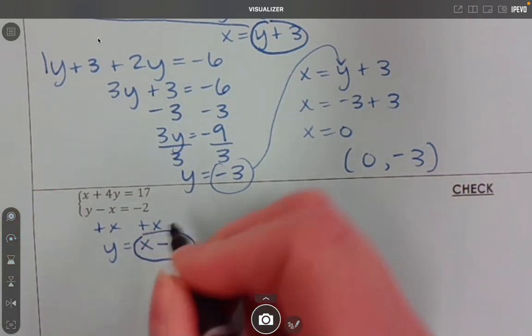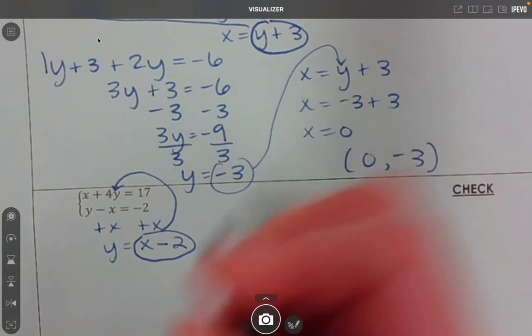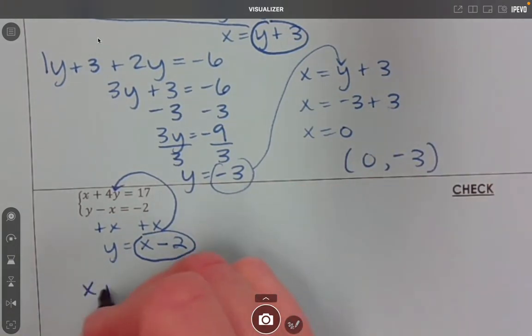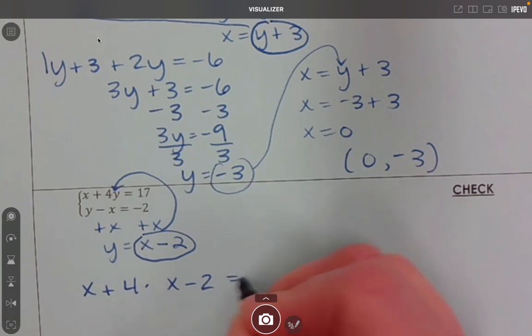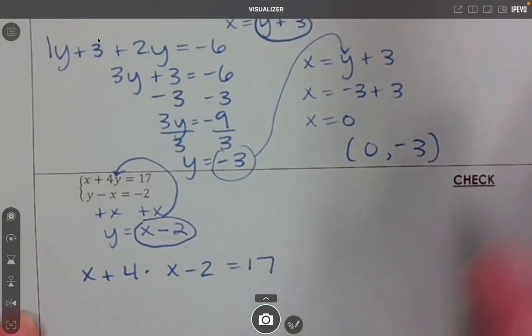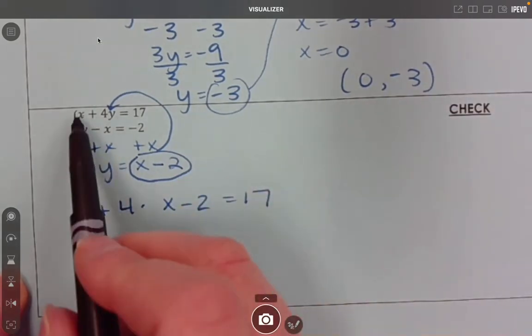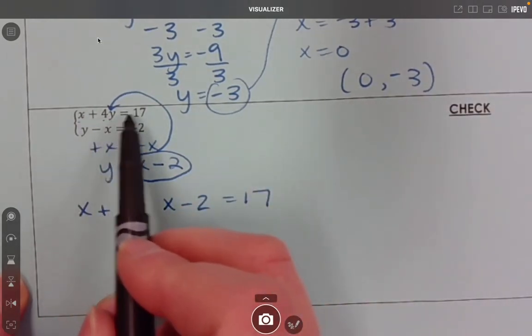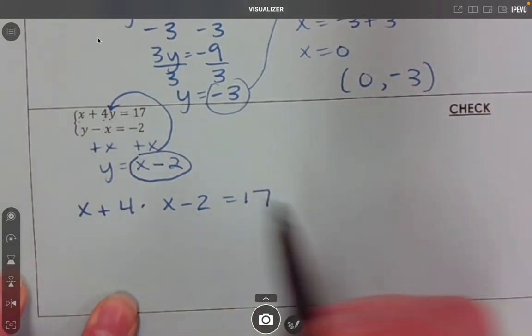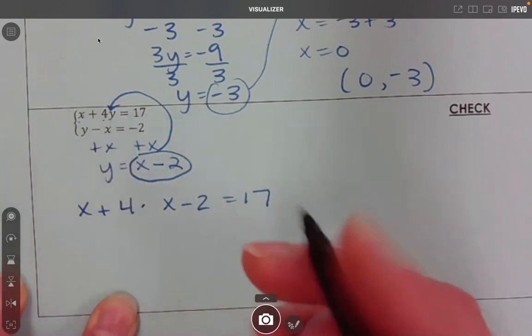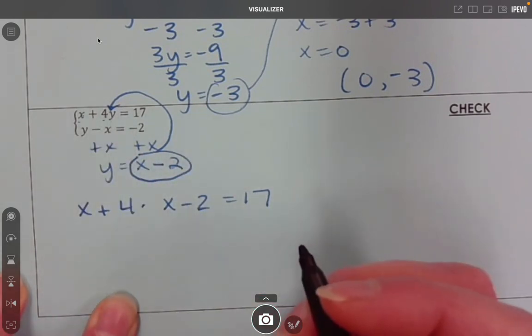So let's go ahead and substitute that for y. And I'm going to write this out, and I'm going to do something wrong. And then we're going to talk about what I did wrong. So don't go too crazy writing stuff down yet. So it looks like I did everything right. I have x plus 4 times whatever y is equals 17.